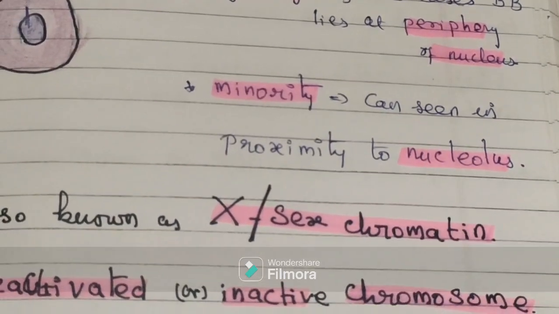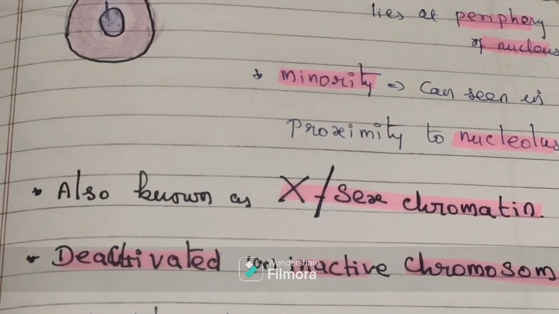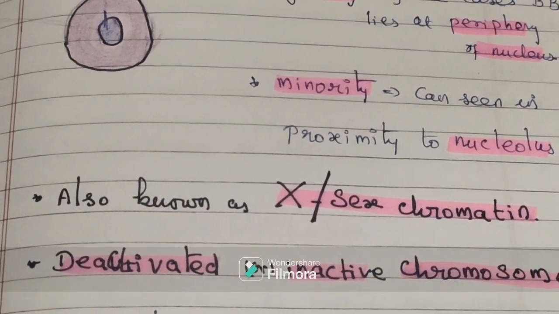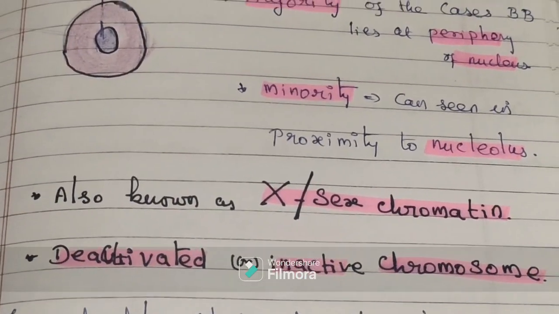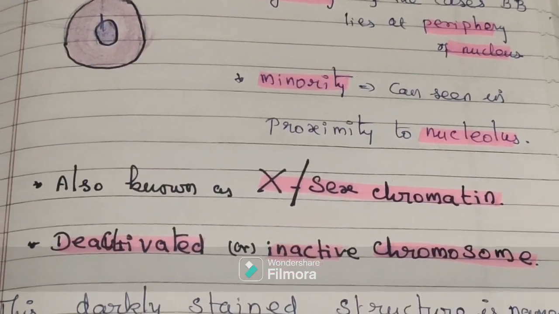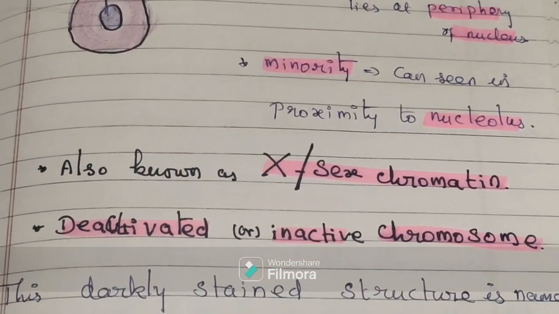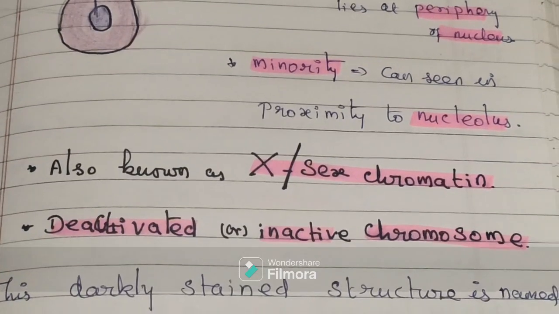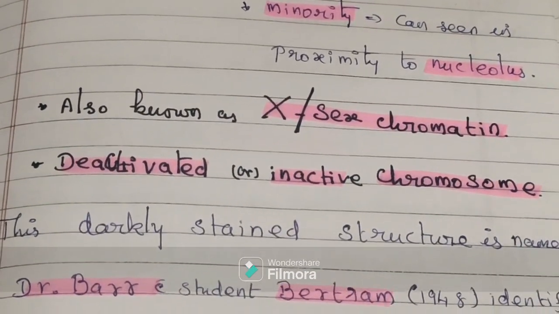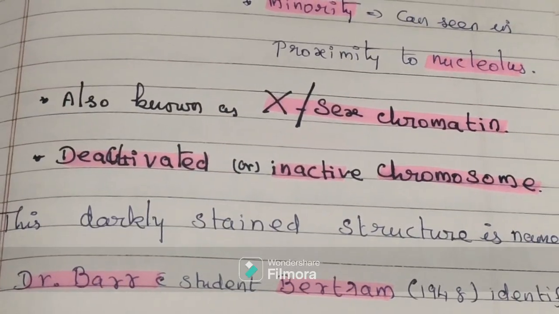It is also referred to as X chromatin or sex chromatin. So basically, Barr bodies are the deactivated or inactive X chromosome.